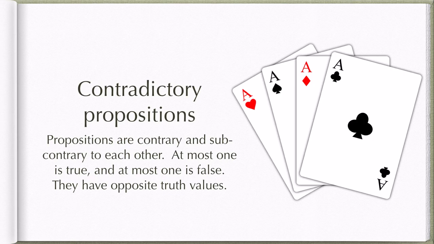Contradictory propositions are propositions that are contrary and subcontrary. That means that at most one can be true and at most one can be false. Thus, they have opposite truth values. For an example, suppose I'm picking playing cards and I pick a red card. Since I pick a red card is true, the proposition I pick a black card is false. These two propositions are contradictory when we're talking about a standard deck of playing cards. As with equivalent propositions, if one proposition is contradictory to another, then the second is also contradictory to the first.